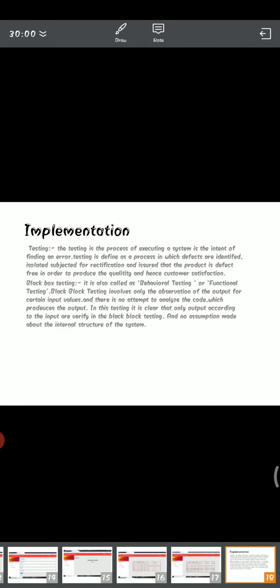Implementation. Testing is the process of executing a system with the intent of finding errors. Testing is defined as the process by which defects are identified, isolated and subjected to rectification, ensuring that the product is defect free in order to produce quality. Hence, the customer can be satisfied.